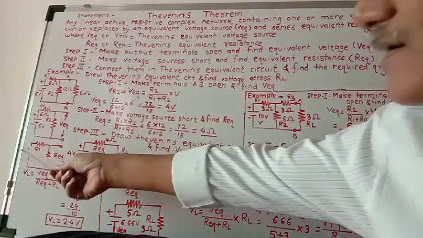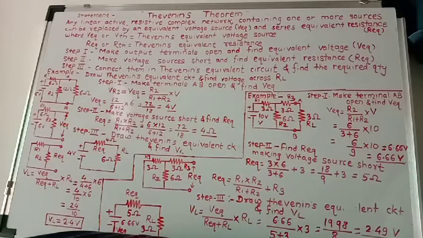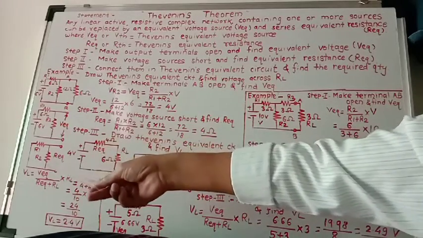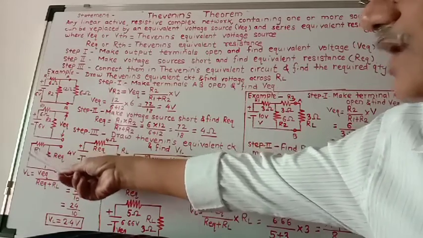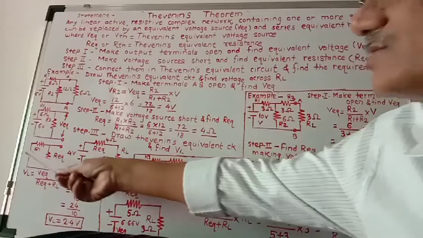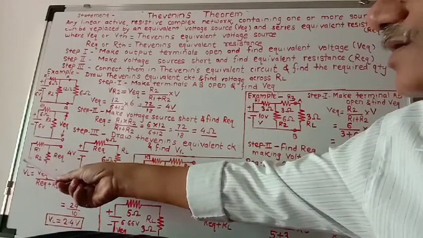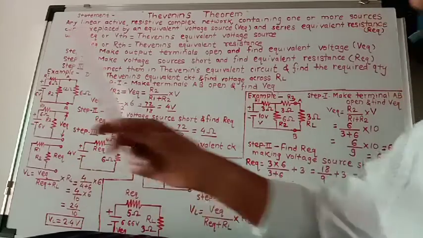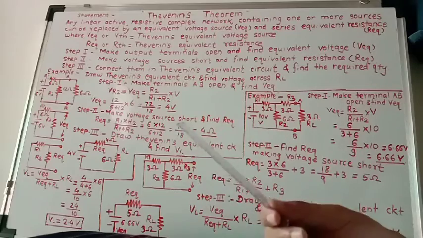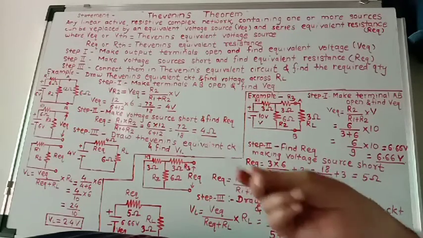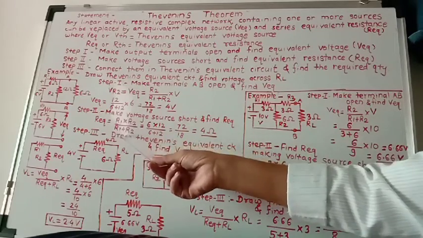So here, the voltage source is made short, and we also have to disconnect load resistance RL. Then R1 comes in parallel with R2, because this terminal is connected to here and the upper terminal is connected to here. So R1 and R2 are in parallel. When R1 and R2 are in parallel, R equivalent is equal to R1 into R2 divided by R1 plus R2.